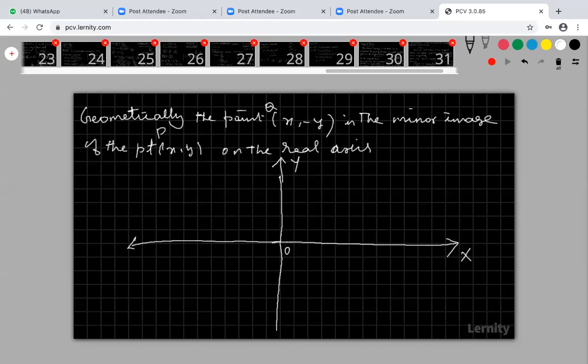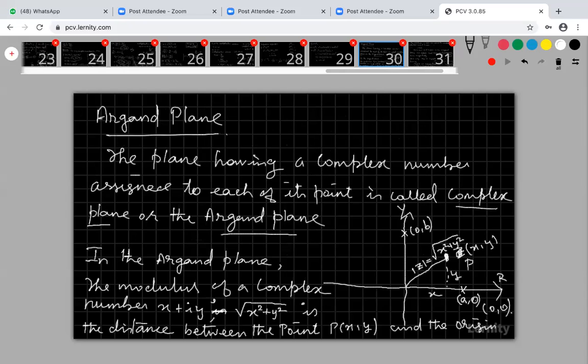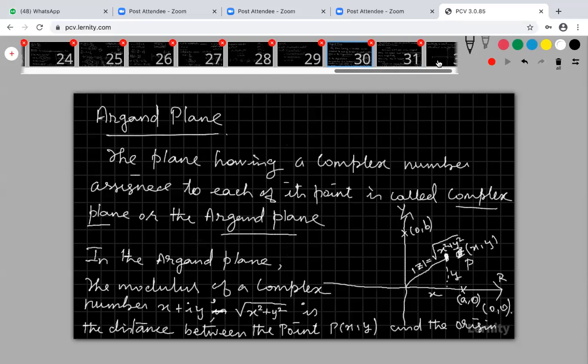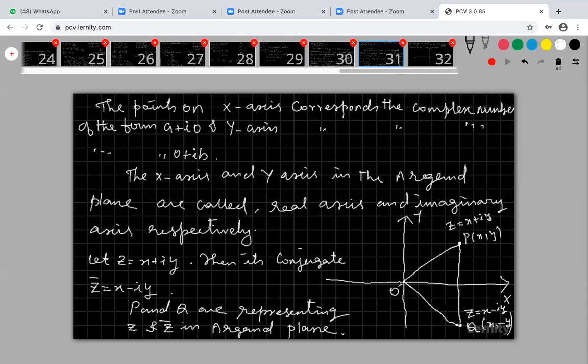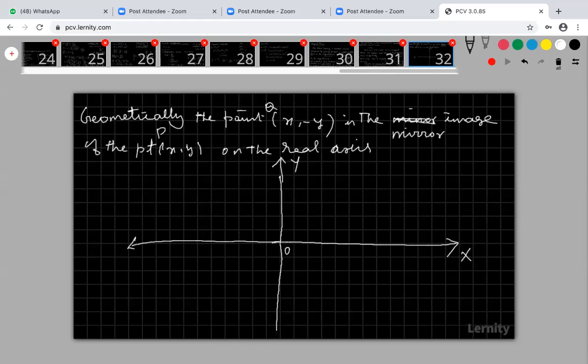Yeah, this is not a minor image, it is a mirror image. Correct. This is called a mirror image. Not a minor image, mirror image. Right. Now please tell me some complex numbers.